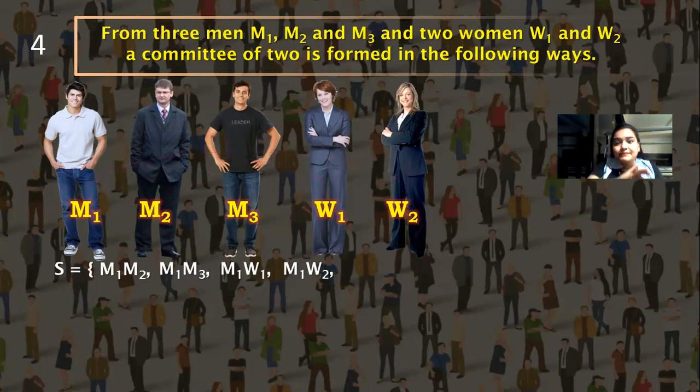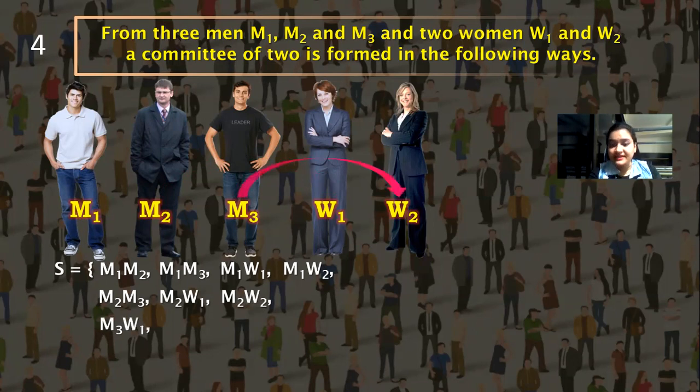Now guys, I'll completely ignore M1. I won't consider M1 again, because M2M1 will not come. M1M2 and M2M1 are one and the same. I can't say in my first group I have Priya and Shruti, and in the second group I have Shruti and Priya. It is one and the same. So M1's groups are done, ignore it. Next we will go to M2: M2M3, M2W1, M2W2. M2 is done. Ignore him. M3W1, M3W2. Ignore. M3 is done. W1W2. So N of S is 10.